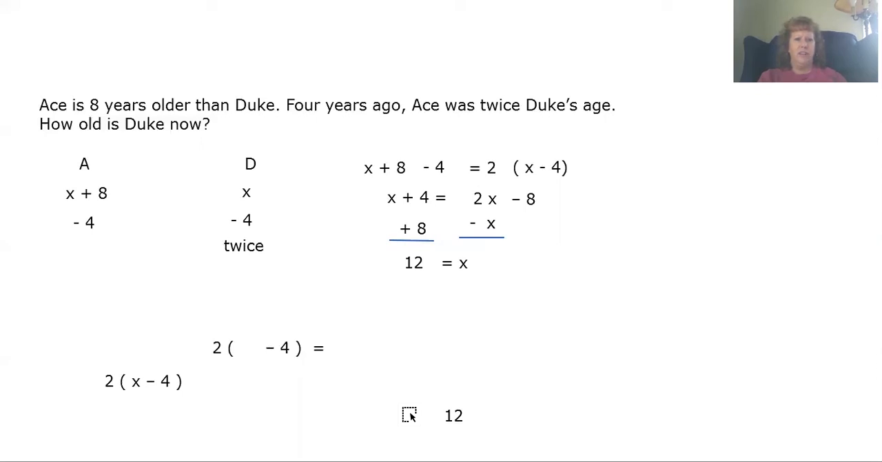That's Duke's age. How old is Duke now? So I didn't intend for this to be a trick question, but at the time I was typing out the items for the answer, I must have not noticed that we were only looking for Duke's age and not the age of both. So now that we have x, we do have Duke's age is 12.